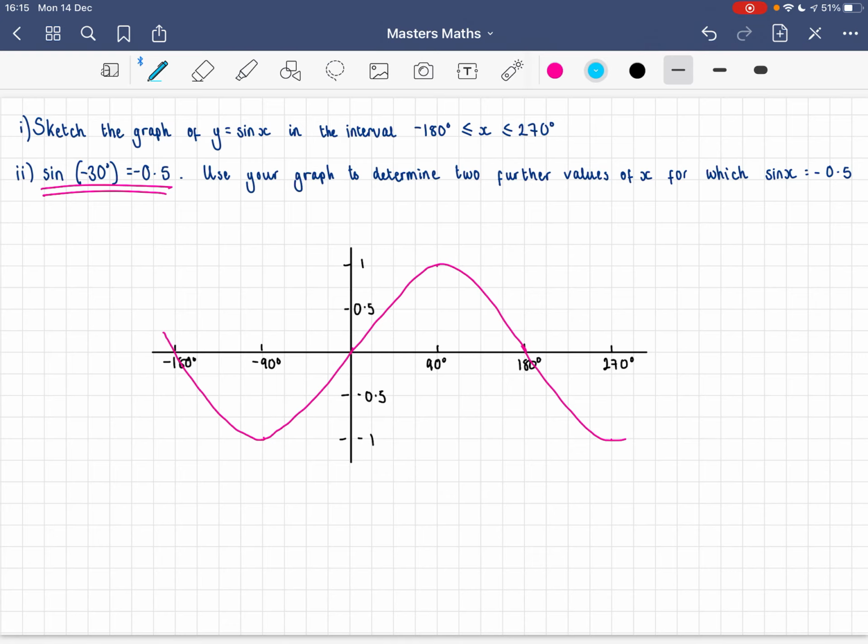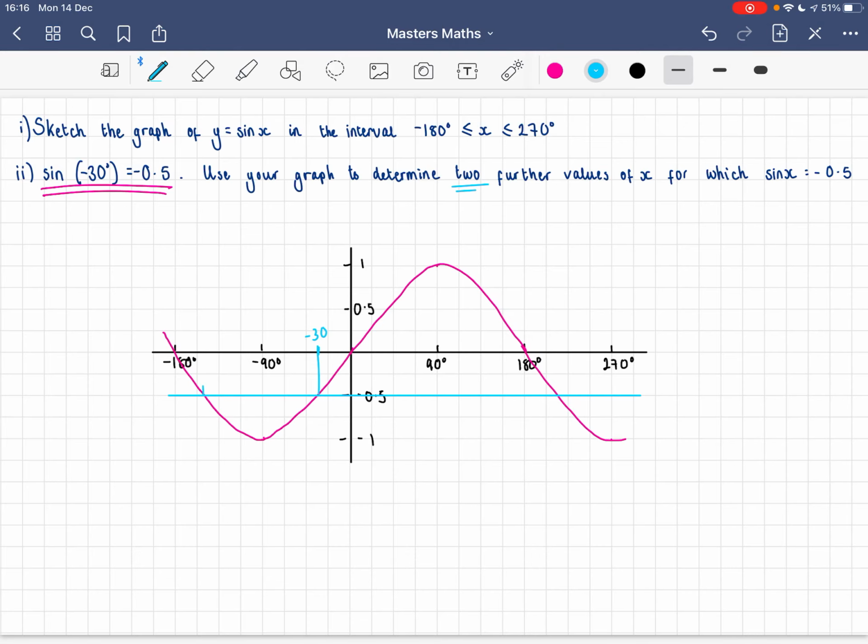So -30 degrees would be about here. Okay, let's just draw it on. There's -30. That gives us -0.5. So if I draw a straight line, we can see that, as suspected, because it says 2, it does cross the curve. That line at -0.5 does cross the curve in 2 other places, as well as the one that we've identified as being -30.